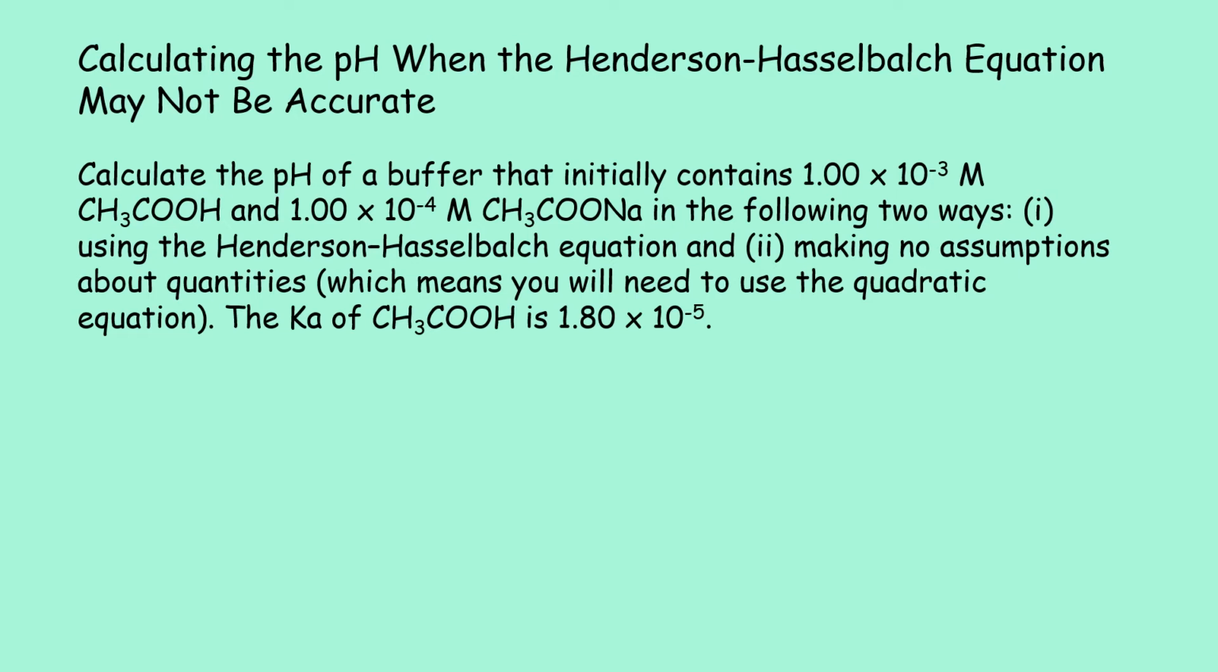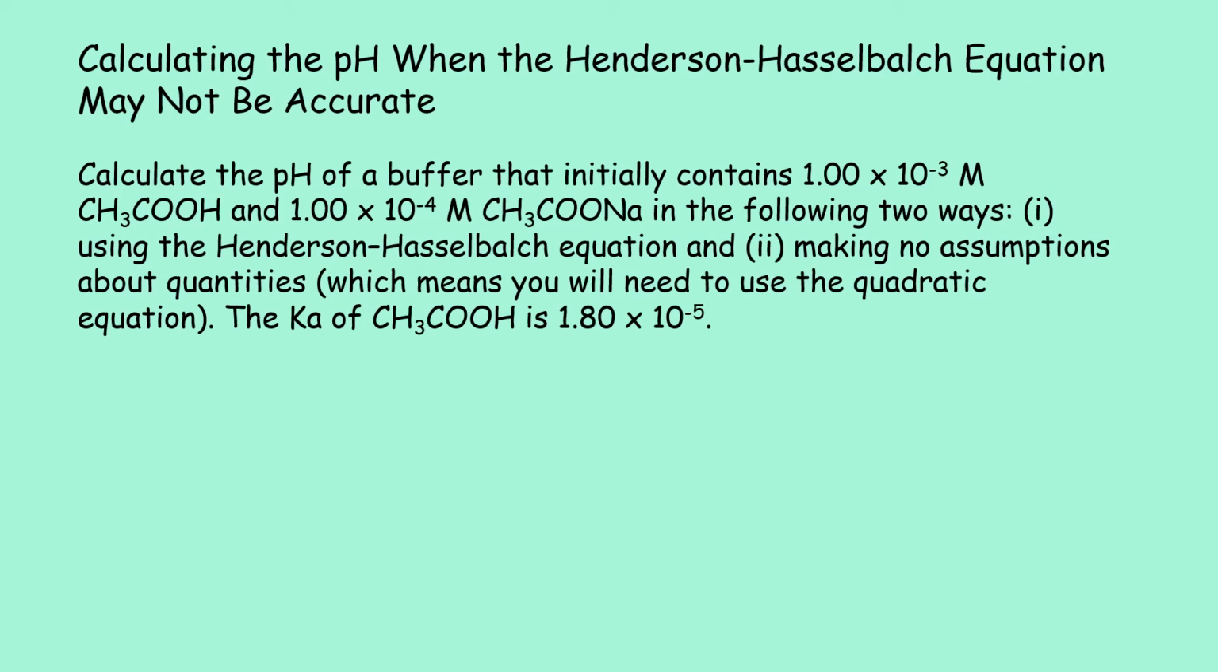Calculate the pH of a buffer that initially contains 1.00 times 10 raised to negative 3 molar of acetic acid and 1.00 times 10 raised to negative 4 molar of sodium acetate in the following two ways. The first is by using the Henderson-Hasselbalch equation, and the second one is by making no assumptions about the quantities. That means we will need to use the quadratic equation. The Ka for acetic acid is given, which is 1.80 times 10 raised to negative 5.